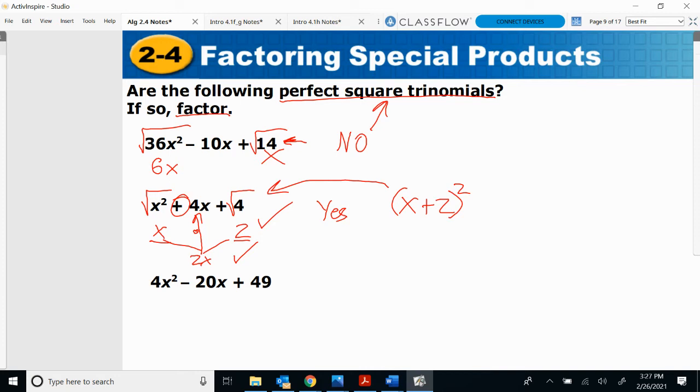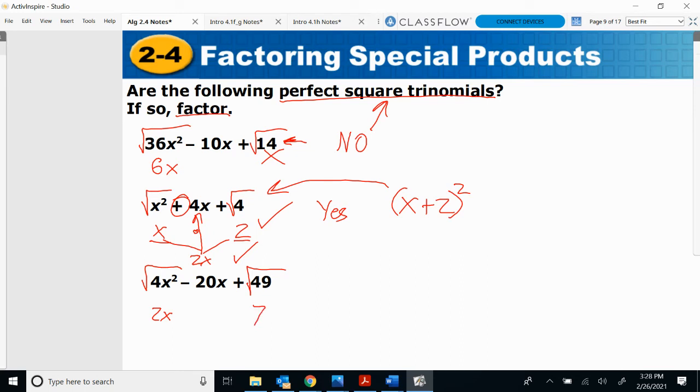Okay, last one. Let's test this one if it's a perfect square trinomial or not. We're going to take the square root of the first term. So that's going to work out. That looks like it's going to be 2x. We're going to take the square root of the last term, and 49 is also a perfect square. That's going to work out to 7.